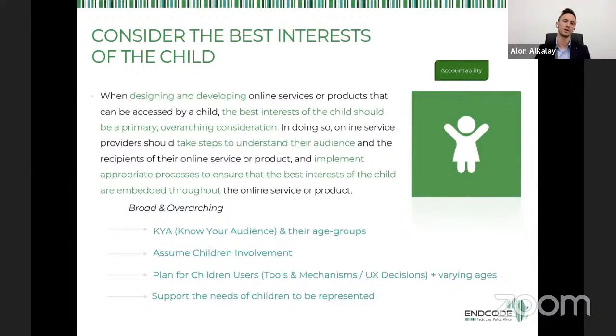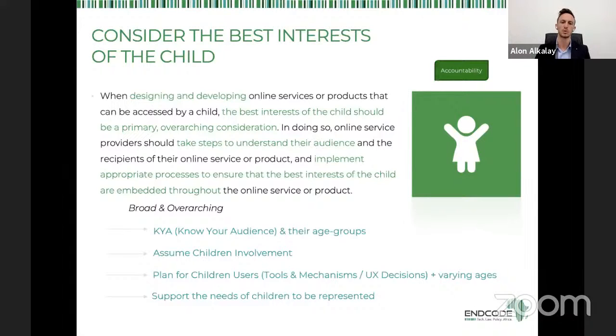In doing that, we ask OSPs to plan for these children users. And what we mean by that is to plan with the right tools and mechanisms, whether that is, as we will see, when you're obtaining consent from a competent person, their guardian or parent, or whether it's empowering them to access the information or change it or download it, or at least lodge a complaint with the provider. So to plan for the children is really important.